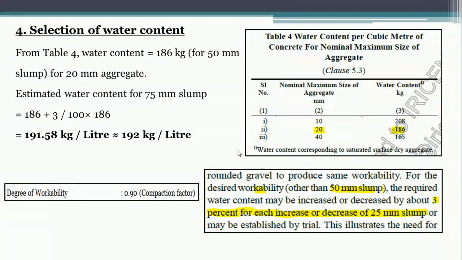Is anyone having a doubt? Someone has unmuted their audio, so that's why I asked. So 186 plus 3% of 186, you will get 192 kg per liter. Since we are not using any admixture, you can keep it as it is, 192 kg per liter only.